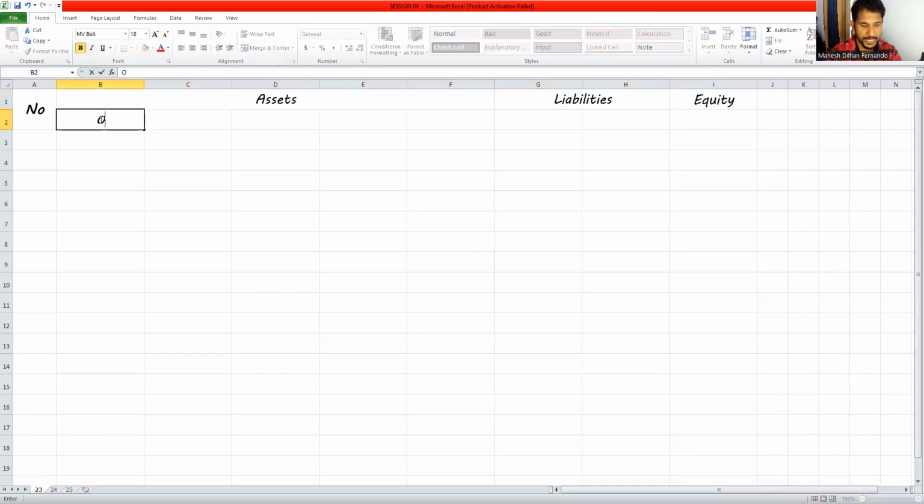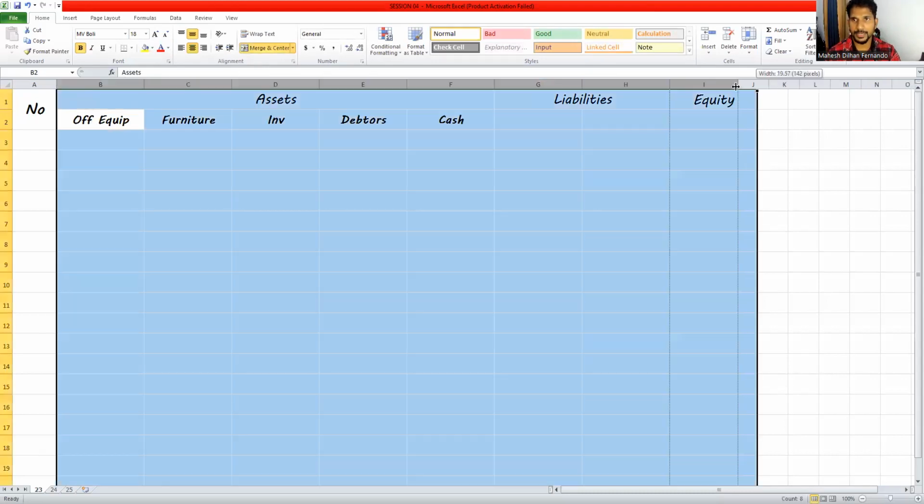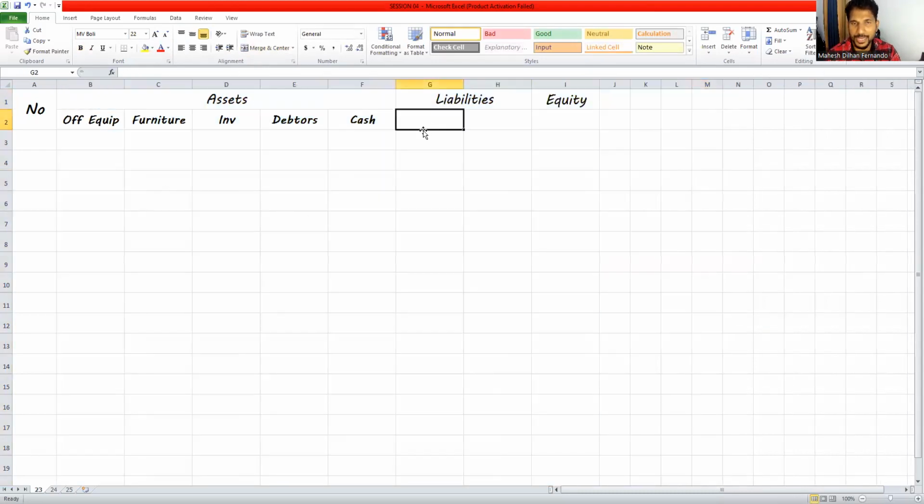We have office equipment, furniture, inventory, debtors, and cash. Right? These are the assets we have. Liabilities, as usual, bank loan, creditors, and capital.